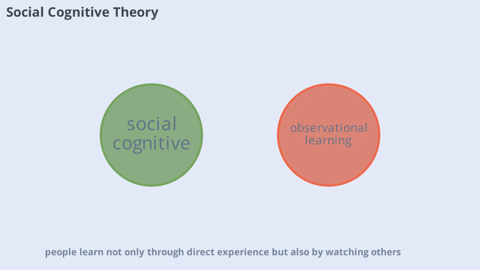According to this theory, people learn not only through direct experience but also by watching others. Cognitive processes like attention, retention, and motivation are key factors in observational learning. Social cognitive theory highlights the importance of social interactions and role models in shaping behavior and knowledge.